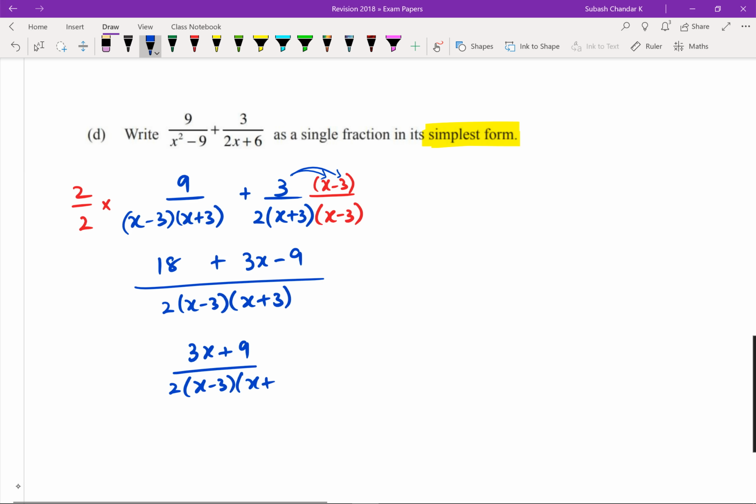And of course 3 is a common factor in the numerator, so we can take it out again, take out 3 again, and you're left with 2 times x minus 3, x plus 3. And at this point you can see that x plus 3 and x plus 3 is a common factor, cancelling out each other. You end up with 3 divided by 2 times x minus 3.